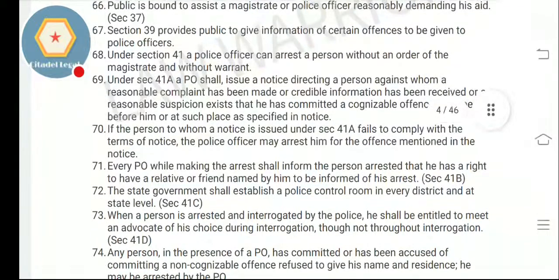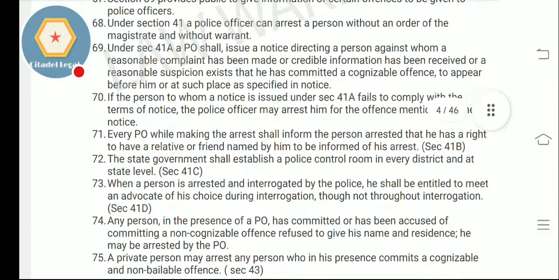Now, if the person to whom the notice is issued under section 41 fails to comply with the terms of the notice, the police officer may arrest him for the offense mentioned in the notice. Okay, so non-compliance with the 41A notice is a good ground for the police officer to arrest him. Every police officer while making the arrest shall inform the person arrested that he has a right to have a relative or a friend named by him to be informed of his arrest.